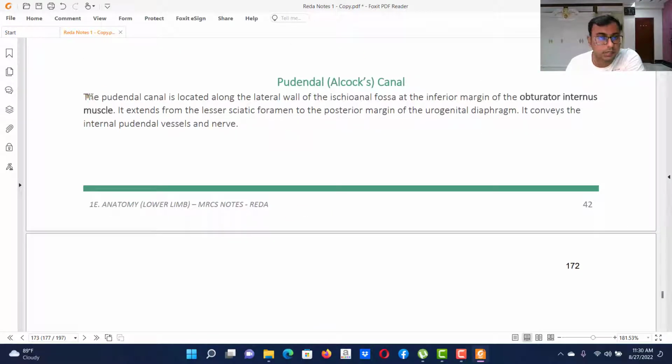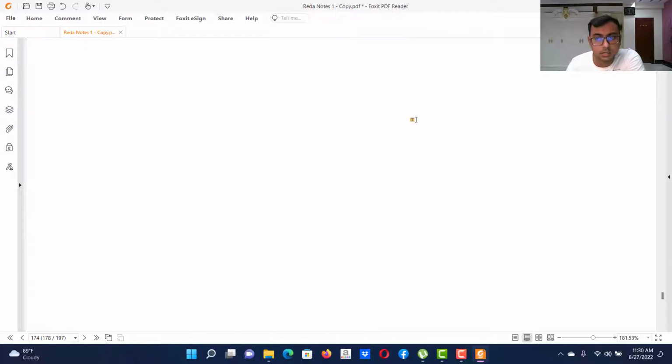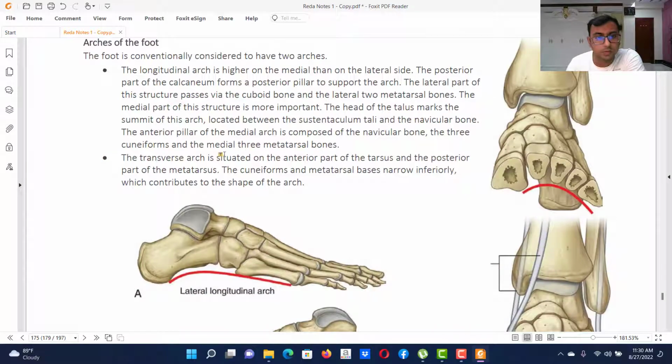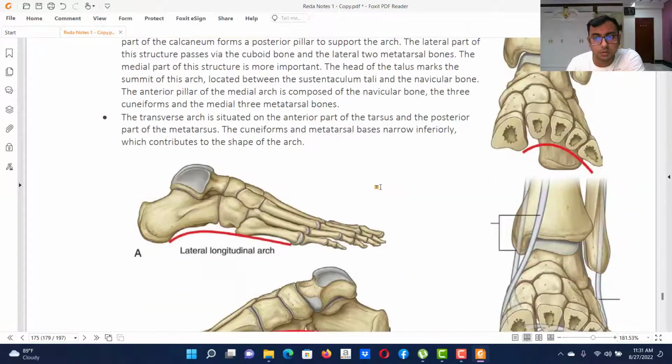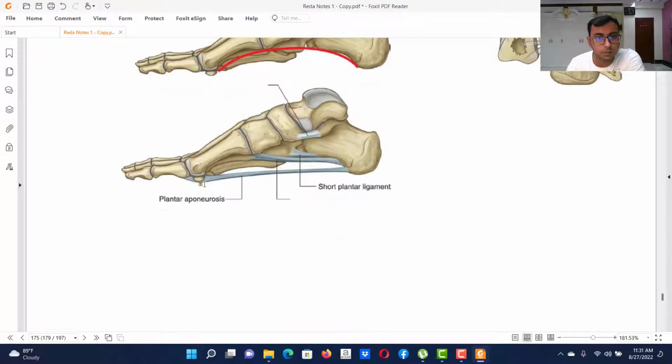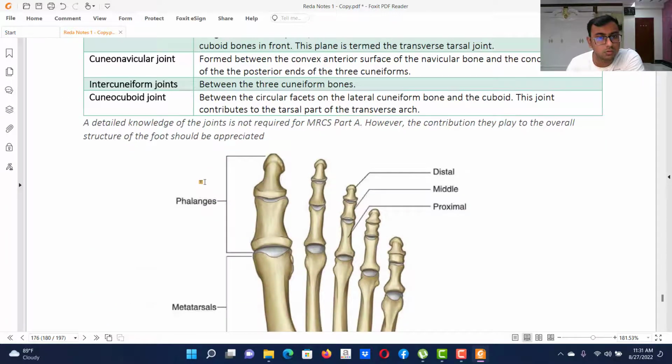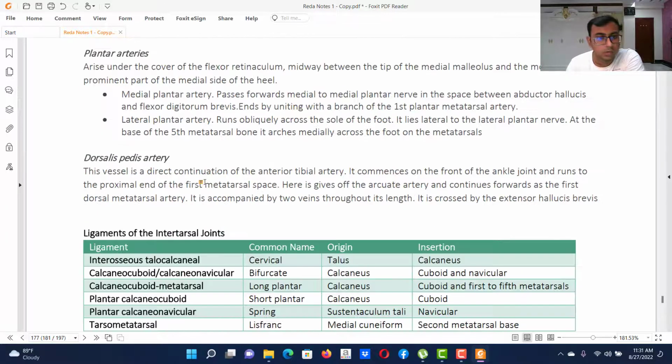Now the pudendal canal. The pudendal canal is located along the lateral wall of the ischioanal fossa, in the inferior margin of the obturator internus. It extends from the lesser sciatic foramen, which I already discussed. Now the foot anatomy. Foot anatomy is not so important for part A, though it is important for part B. So no need to worry about this.